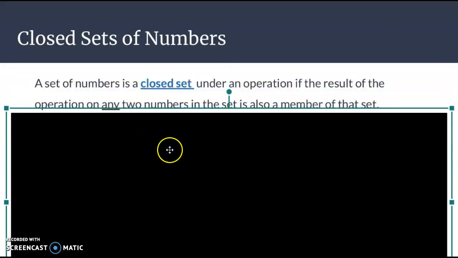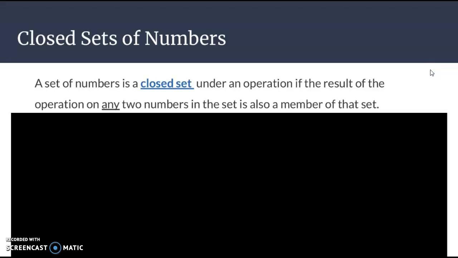Welcome back, everybody. Today's lesson, talking about different sets of numbers and the idea of closure in closed sets of numbers. Let's first start off with the definition of what a closed set is. A set of numbers is a closed set under an operation if the result of the operation on any two numbers in the set is also a member of that set.